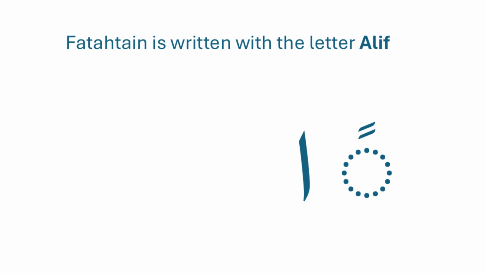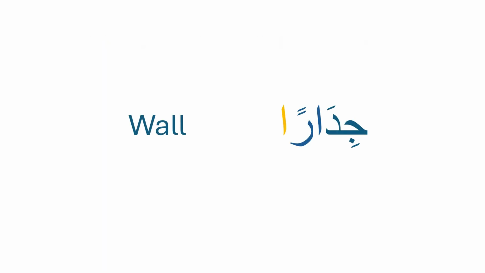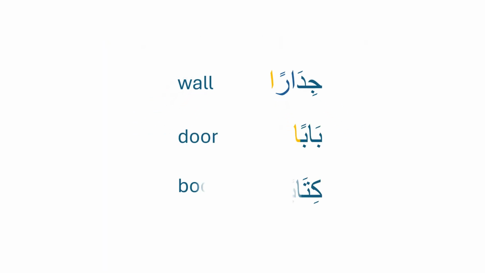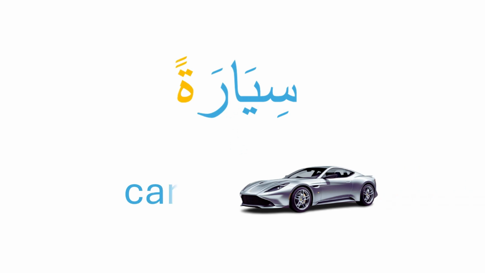alif, like here in the noun jidaran, also here in baban, kitaban. However, there are two exceptions to this rule of extra alif with fathatain. If the last letter of the word is ta marbuta, then the extra alif is not written. We have seen an example of this exception earlier in the word sayyaratan. And a few more examples are nafizatan, suratan.